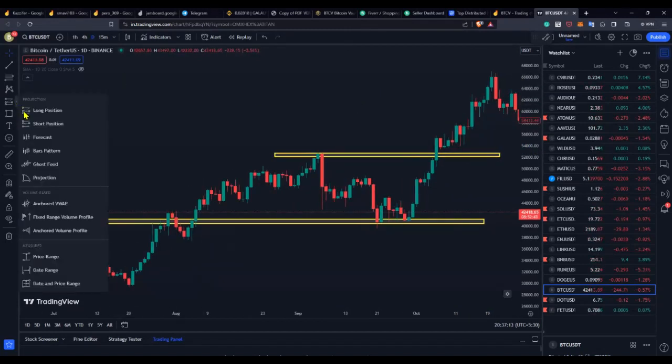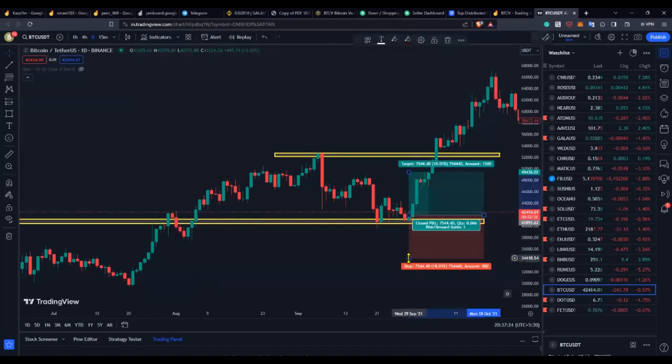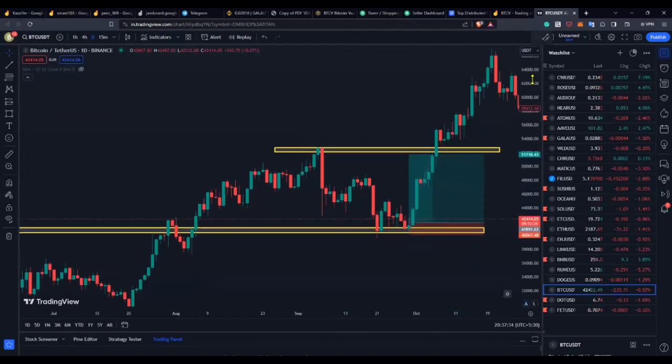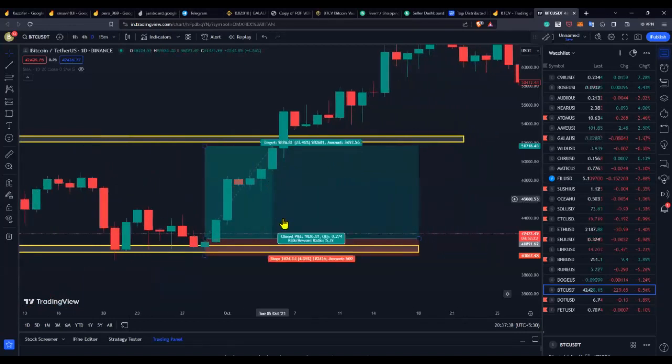What we have to do, on the left-hand side, we have different tools, as you can clearly see. So I'm going to take a long position trade here. Let's say I have entered somewhere in this range. That's my range. I will place my stop loss around 3 or 4%, always good. And I will put my take profit level something like this. Let me make it a little bit bigger so you can see it.